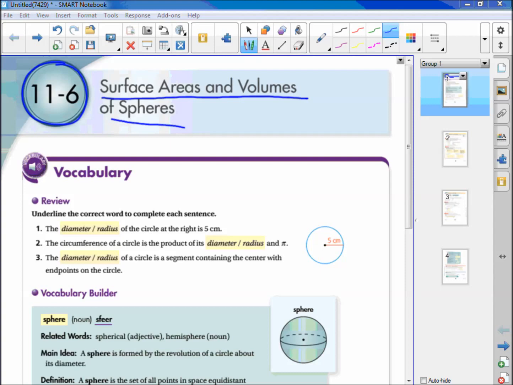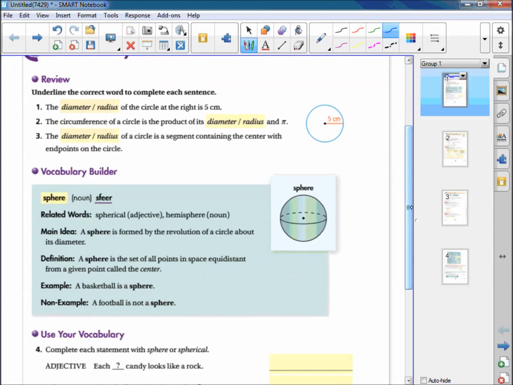All right, so we have some vocabulary review here. Underline the correct word to complete each sentence. Number one, the radius of the circle at the right is 5. This only goes halfway across the circle.